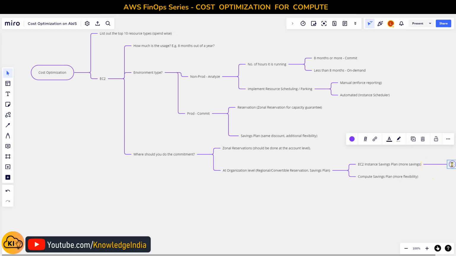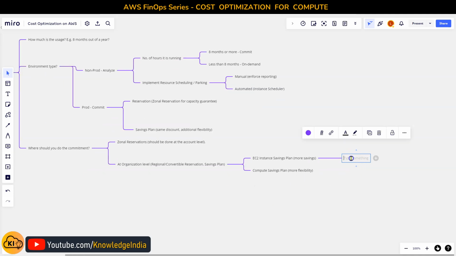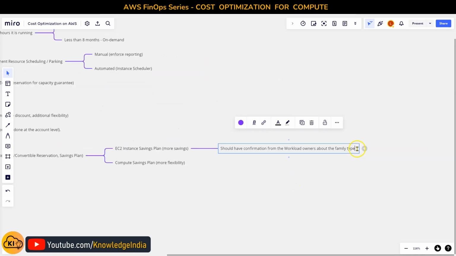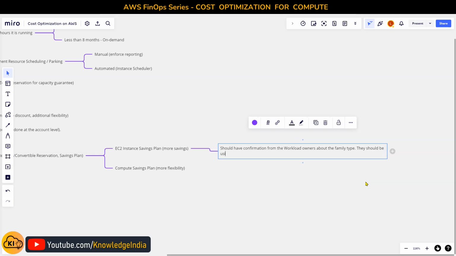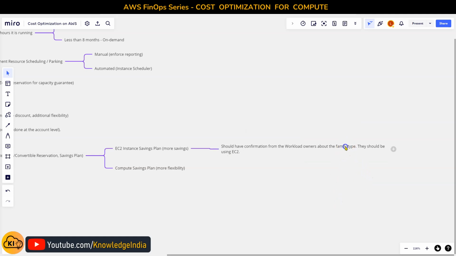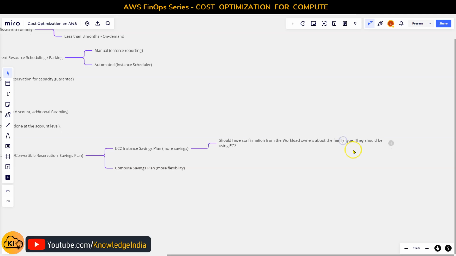So what I'm trying to say here is that for this one, you should have confirmation from the workload owners about the family type at least, right? That is the first thing, and the other one is that they should be using EC2 only, right? If these two things are there, then yes, you can go ahead and just do the EC2 instance savings plan.